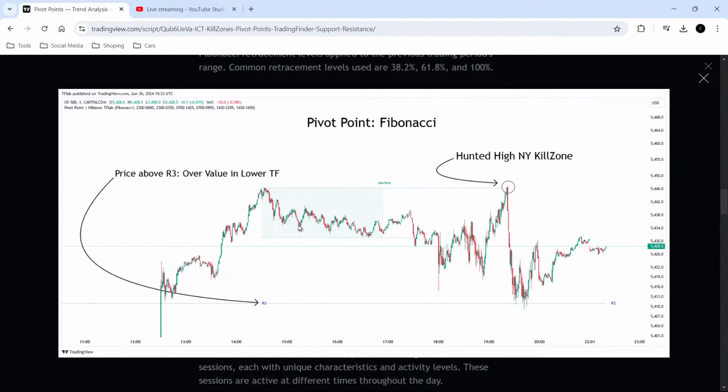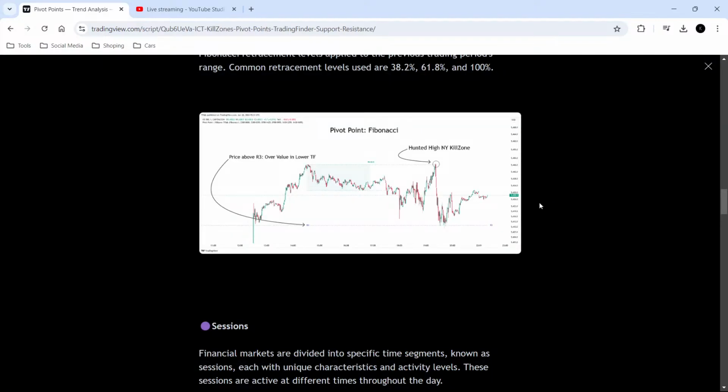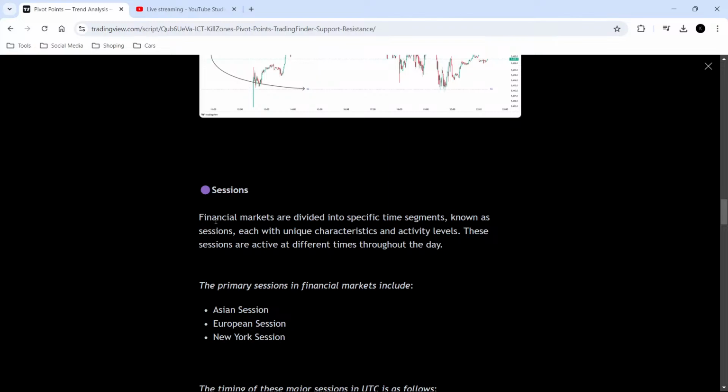Price above R3 over a value in lower time frame. Is the TF supposed to mean time frame or what? Haunted High New York Kill Zone. What are those names, man?